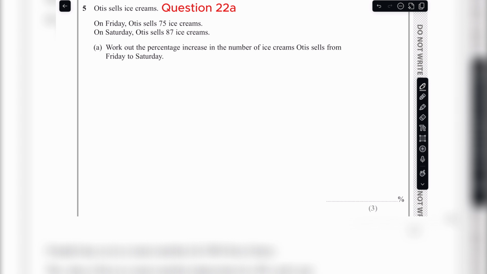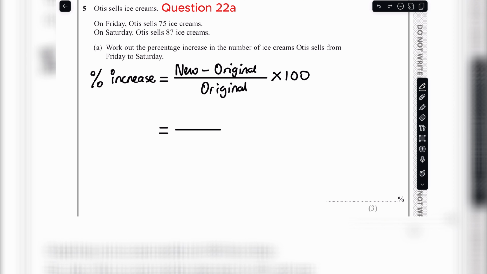In question 5, we are told that Otis sells ice creams. On Friday, Otis sells 75 ice creams. On Saturday, Otis sells 87 ice creams. Work out the percentage increase in the number of ice creams Otis sells from Friday to Saturday. So using this equation for the percentage increase, we can simply state that 87 minus 75 divided by 75 multiplied by 100 will represent the percentage increase in the number of ice creams Otis sells from Friday to Saturday. And when you put that into your calculator, you get a value of 16%.